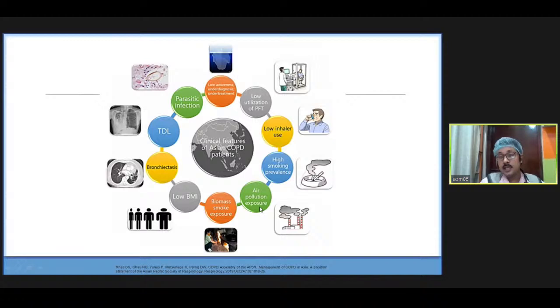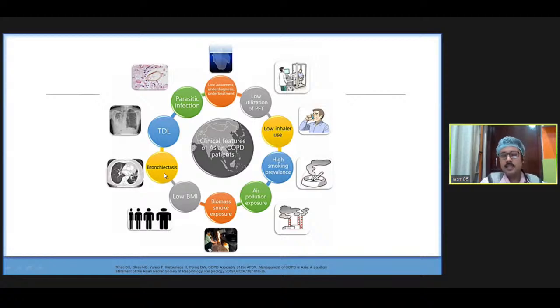Next is air pollution exposure, which is increasing every day. Now, biomass smoke exposure. For female, non-smoker patients, this is the most important cause of COPD in our country. More than one-third of the female patients in our country use biomass fuel day-to-day in the kitchen, and this causes COPD. Now, the lean and thin patient, the low BMI patient: the leaner and thinner the patient, the greater the chance of COPD.